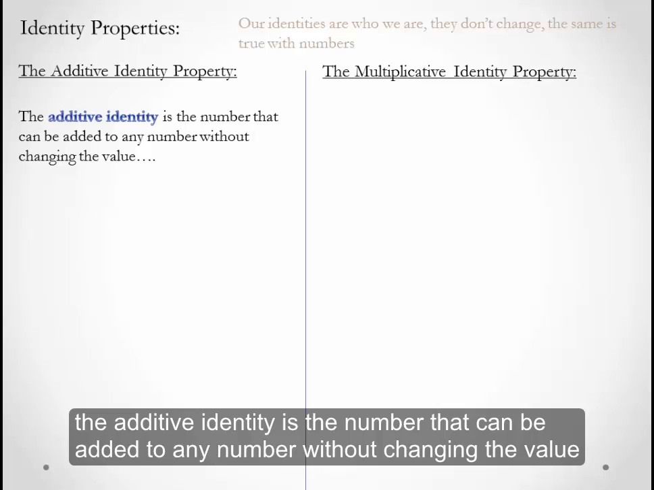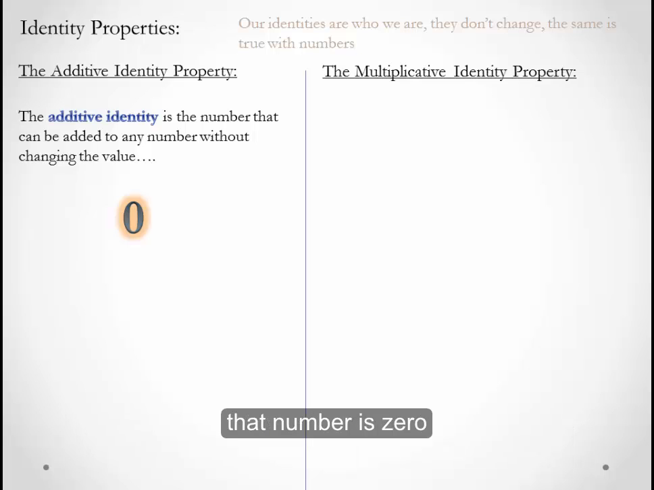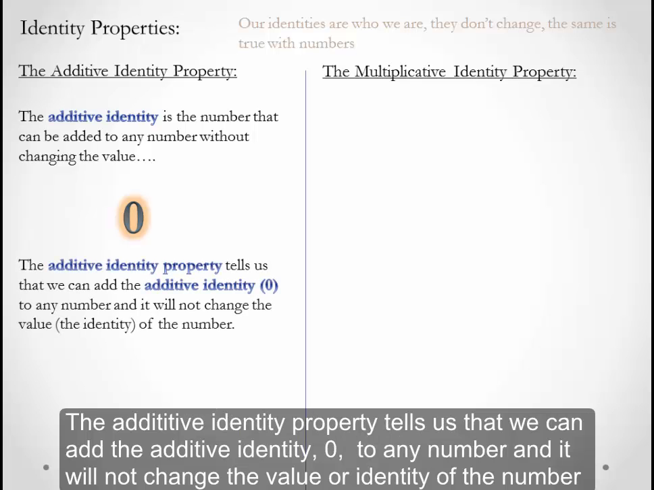The additive identity is the number that can be added to any number without changing the value. That number is 0. The additive identity property tells us that we can add the additive identity, 0, to any number and it will not change the value or identity of the number.